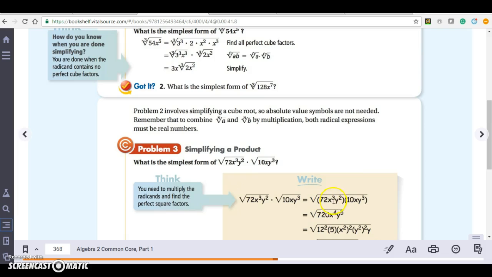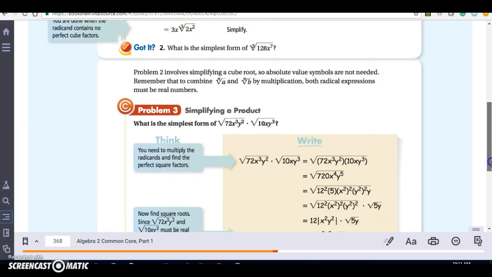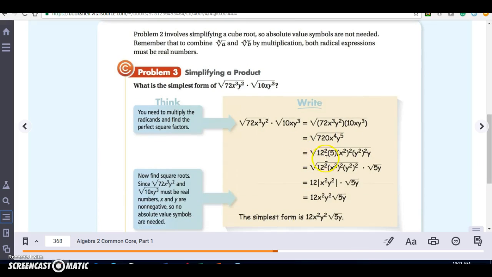So we get 72x to the third y squared times 10x squared. And they went ahead and multiplied everything out, and they got 720 x to the fourth, y to the fifth. Now remember, every time you have 2 of something, 1 can come out. So 12 squared, or 144 times 5 equals 720. And so they divided that out and they got this value.